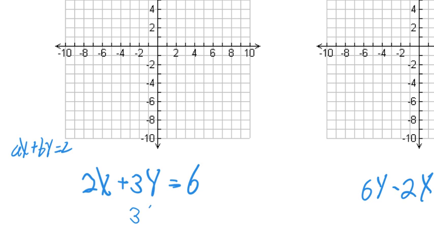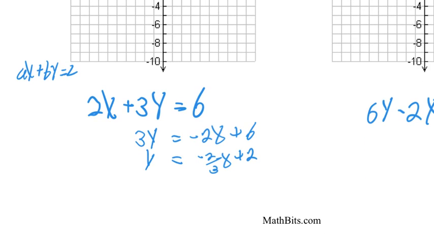So 3y equals, we're trying to get y alone because that's what we had before. Negative 2x, because we took off the 2x from both sides, plus 6, right? And then y equals, divide by 3, negative 2/3 x plus 6 divided by 3 is 2, right? Okay, so this is our slope-intercept form. The slope is negative 2/3, and the intercept is 2. And it doesn't matter where that negative is. It could be down at the bottom or out front of the fraction.